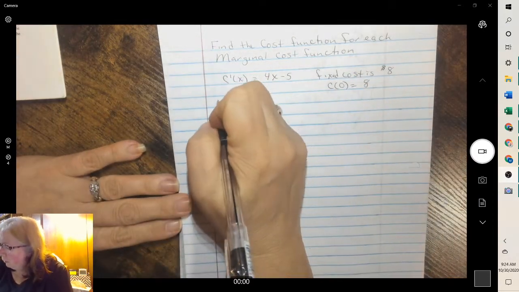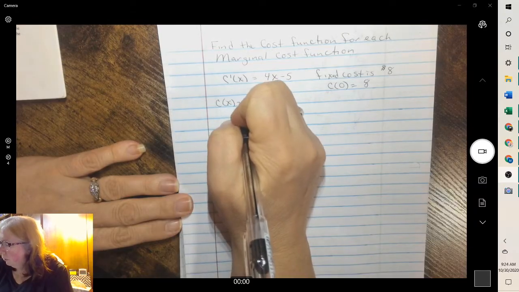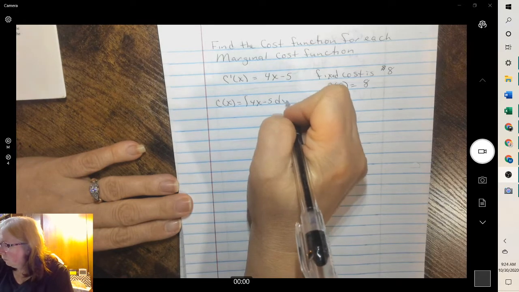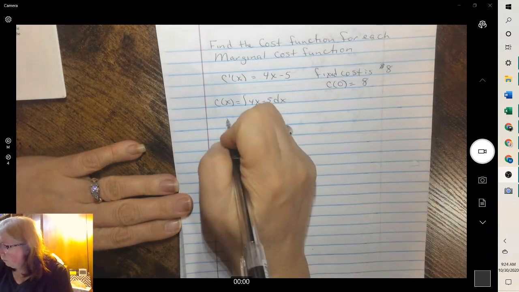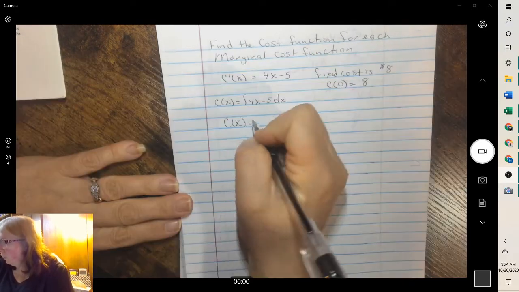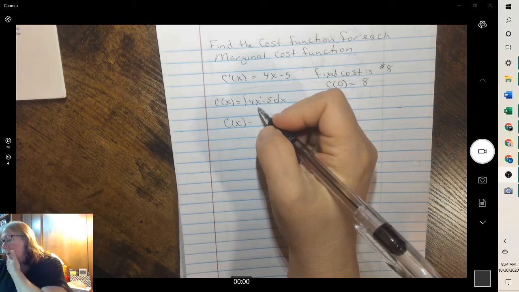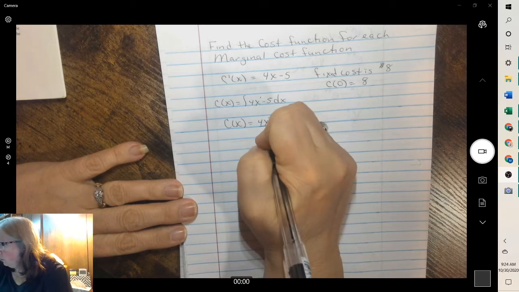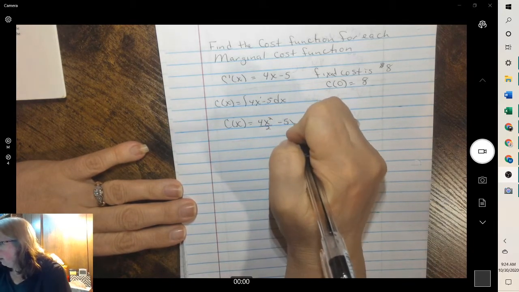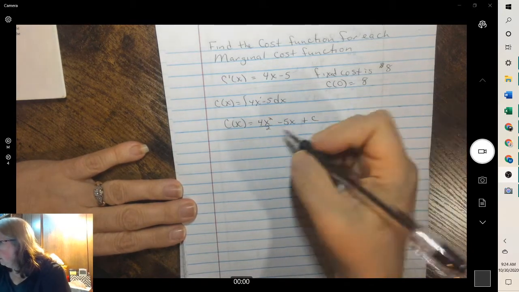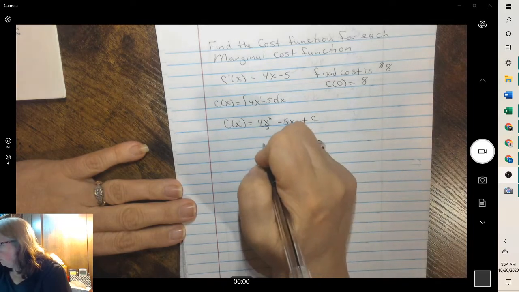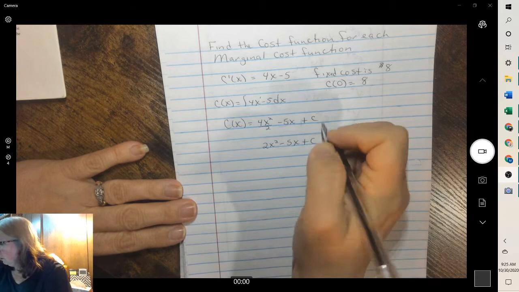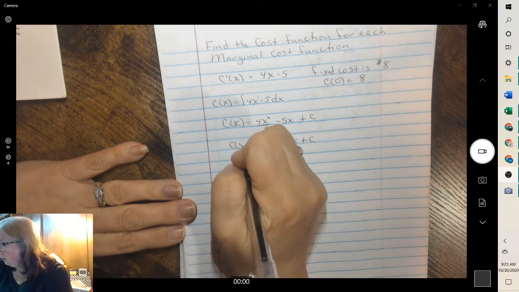So the first thing we need to do is find C of x by taking the integral. When I take the integral, remember you add 1 and divide by that value. So it would be 4x squared over 2 minus 5x plus C. 4 over 2 can reduce, and that equals C of x.